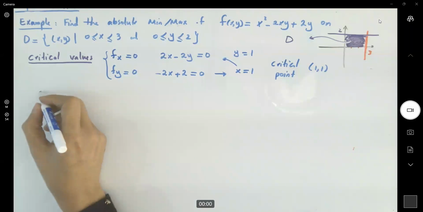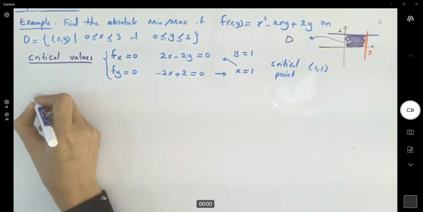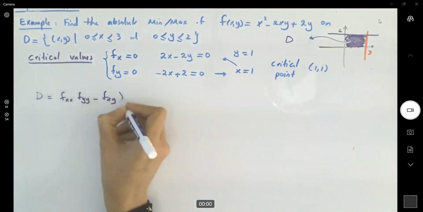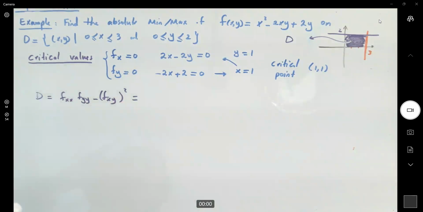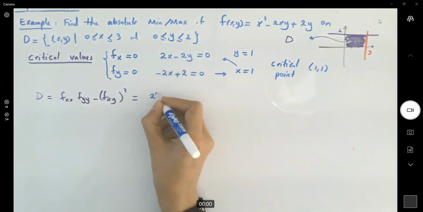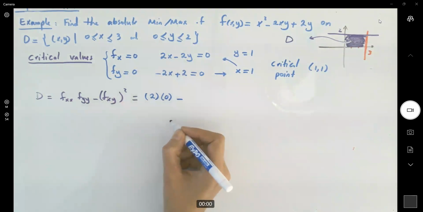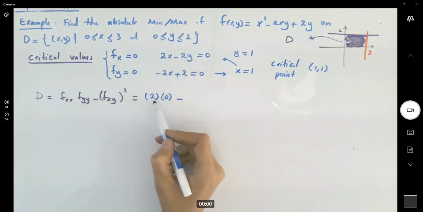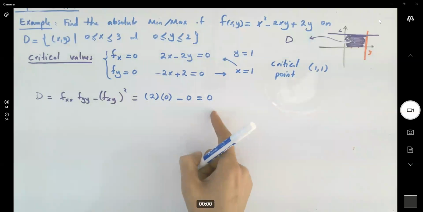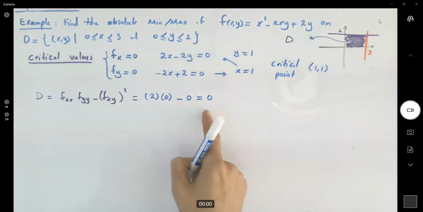Just note that if you want to form your Hessian, you get the following. This is D equals f sub xx times f sub yy minus f sub xy to the second power. So f sub xx, the second partial derivative with respect to x, is 2. The second partial derivative with respect to y is 0, minus, then if I take the partial derivative of any of these constants, it's going to be 0. My D is 0. It doesn't give me any useful information. My Hessian is equal to 0. So we have to use the nearby points.